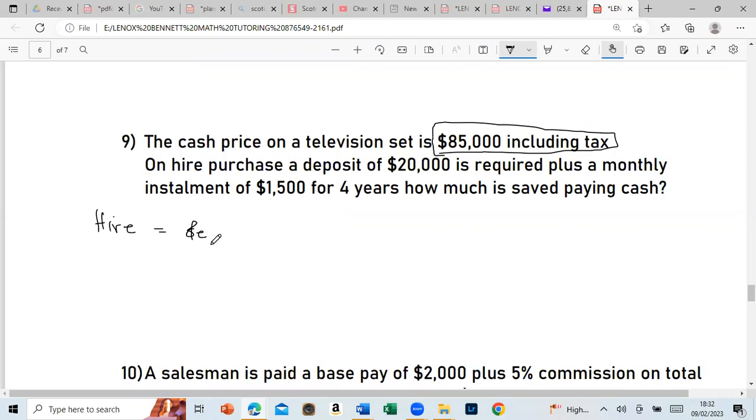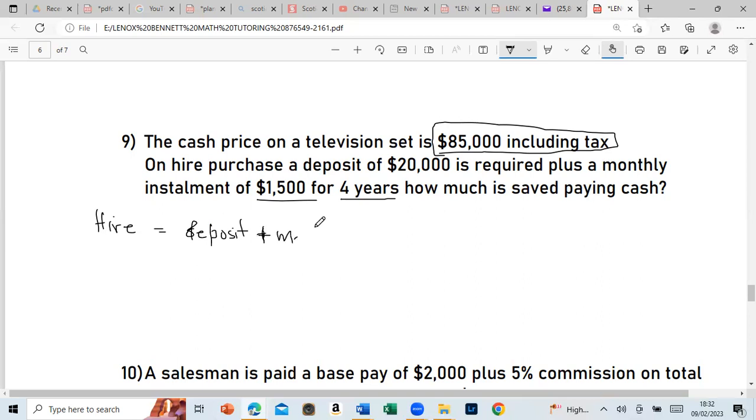So hire purchase is equal to the deposit plus the monthly installment. What is the monthly installment? The monthly installment is a fixed amount that you pay over a period of time, right? So every month you pay the exact same amount. In this case, 1,500, and you're going to do that for 4 long years. The only difference is you get the goods. So it's the deposit plus the monthly installment.